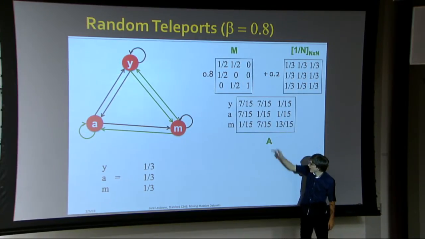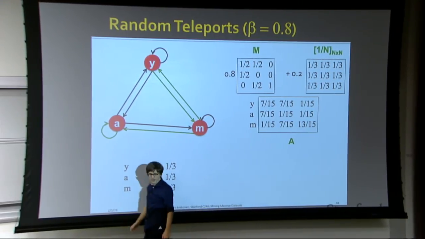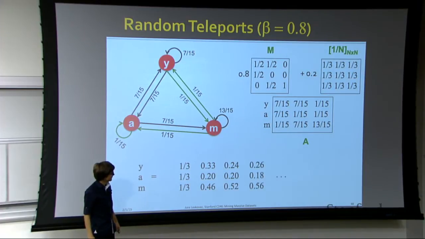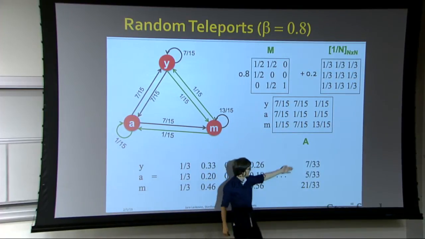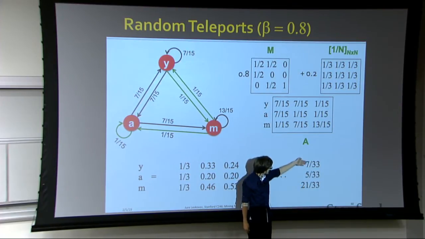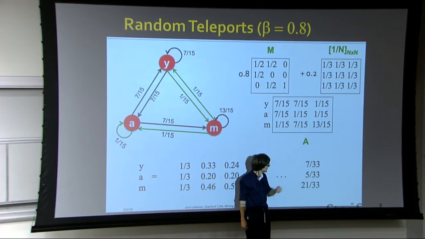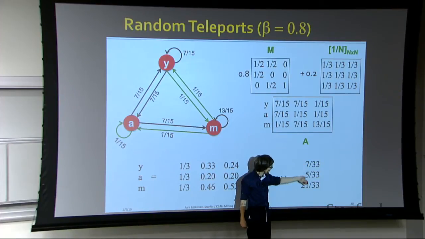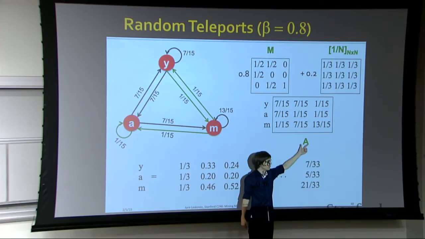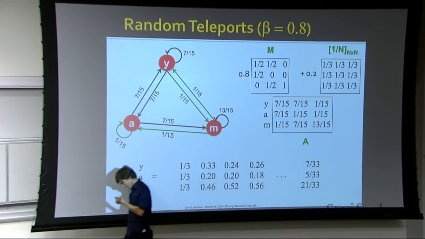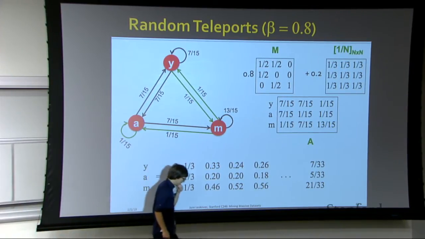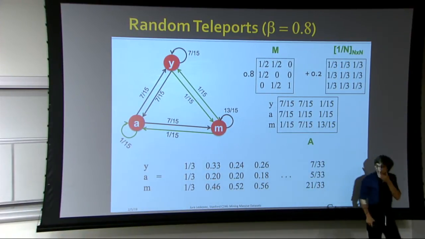And now if I do power iteration on my matrix A, here is the starting vector, and I keep multiplying, I get it to converge. The coordinates sum to 1, and these are the importances of the nodes. This is the eigenvector corresponding to the eigenvalue 1 of this transformed matrix A. Okay? So now everything sounds great.